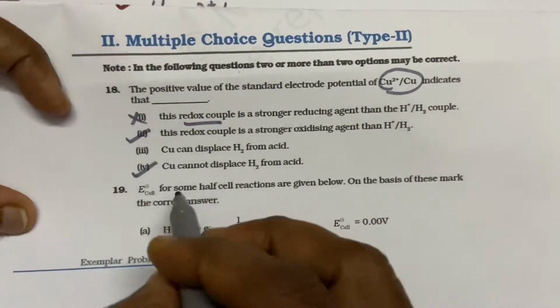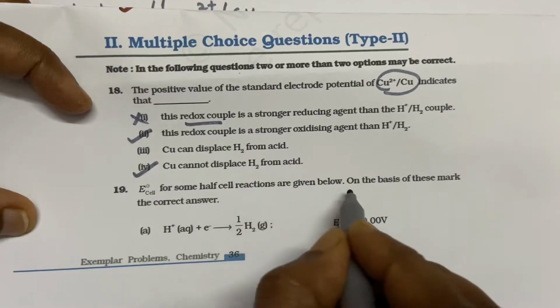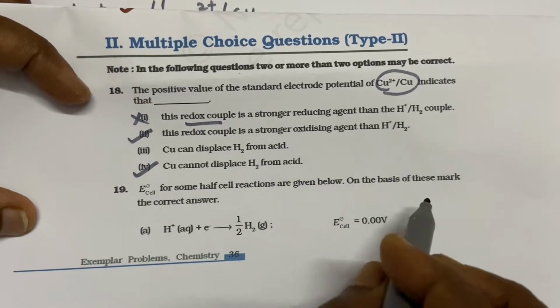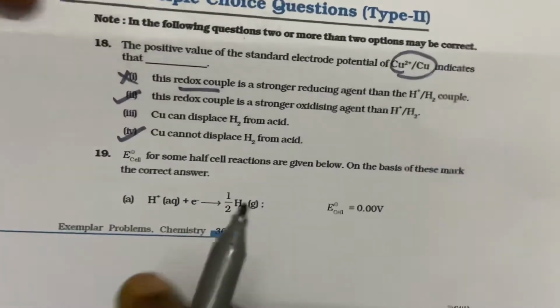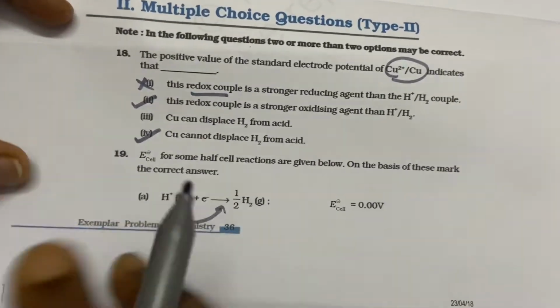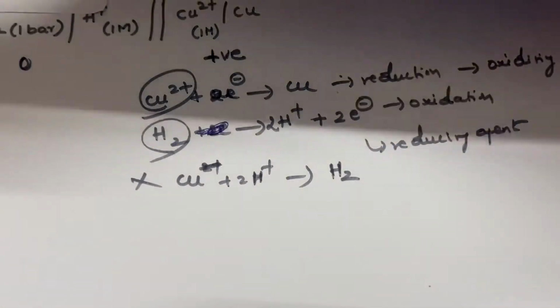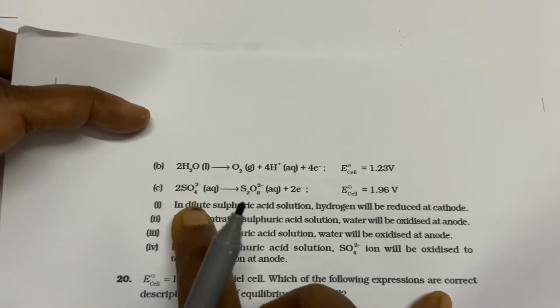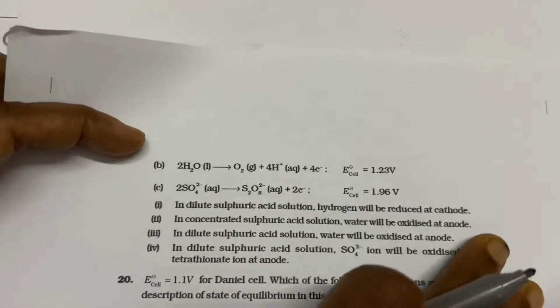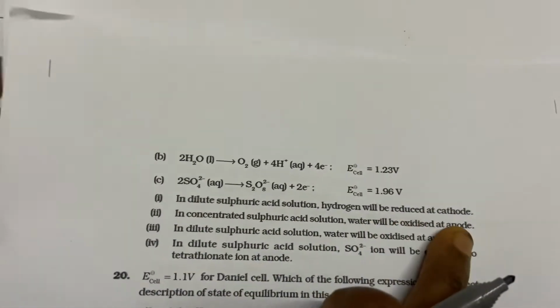Next question. The EMF of the cell for some half cell reactions are given below. On the basis of this, mark the correct answer. For the standard reduction potential of hydrogen is given, and for the oxidation of water the potential is given, and for the sulfate ion also. So they are asking, in dilute sulfuric acid, hydrogen will be reduced at cathode.